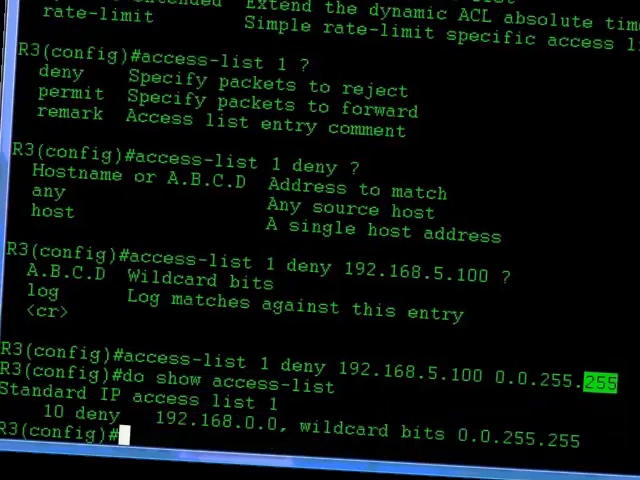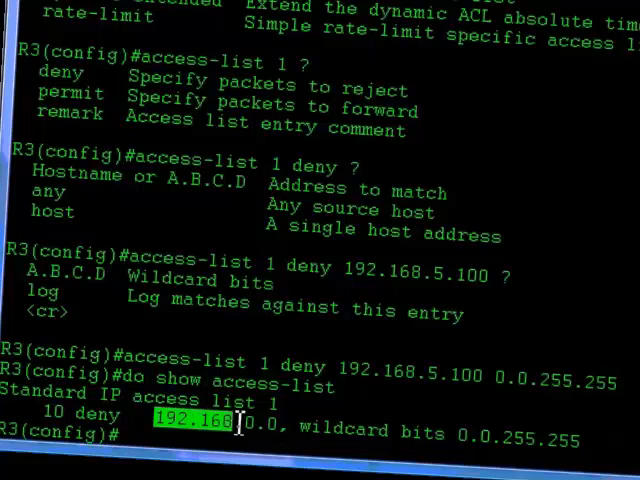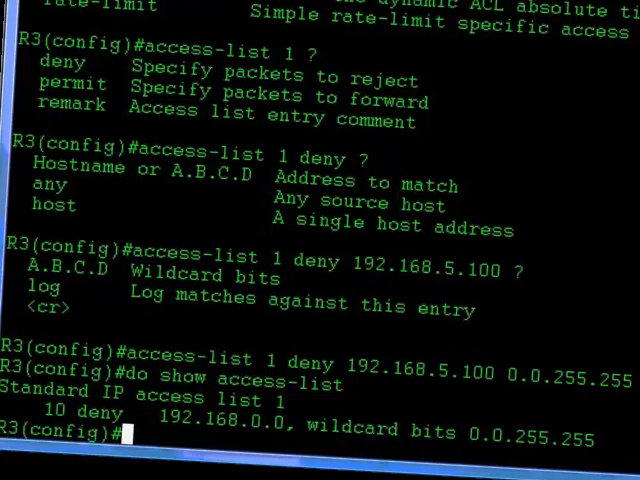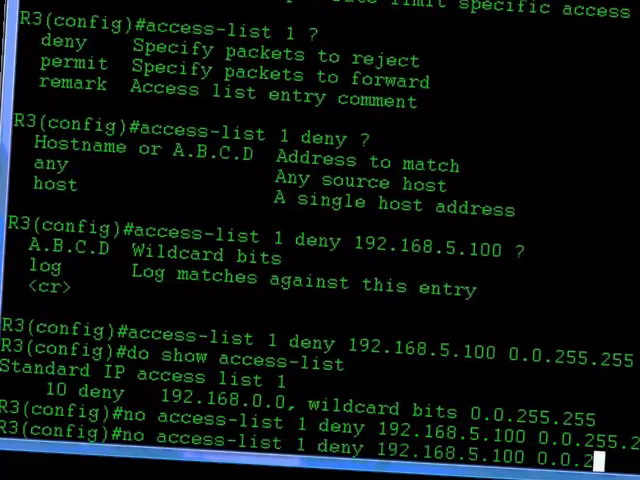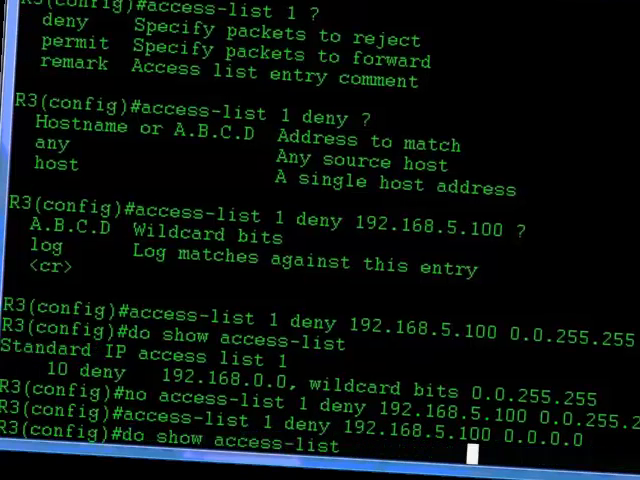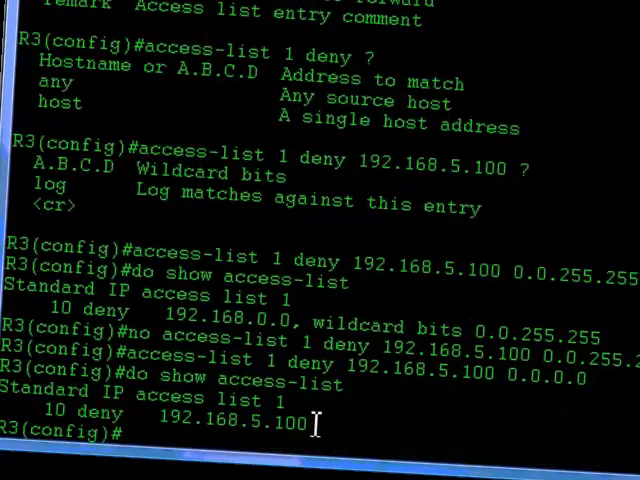So using the do command, Jeremy does a show access-list, so he doesn't have to go into enable mode. And notice what's on the screen. Notice what you could see: what's being denied and what's being allowed. If you type in no access-list, that deletes your access list. So when you do it again and you remove the 255s, you do 0.0.0.0, and it'll specifically deny the entire IP address.